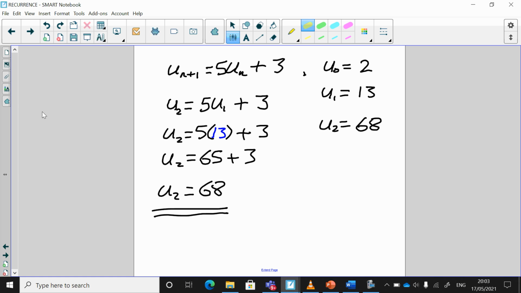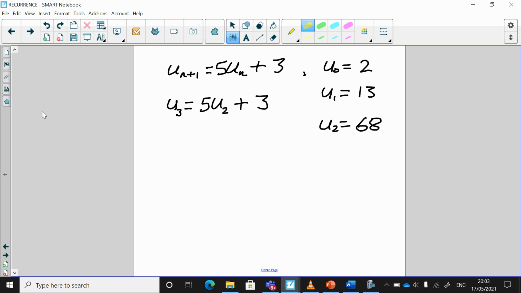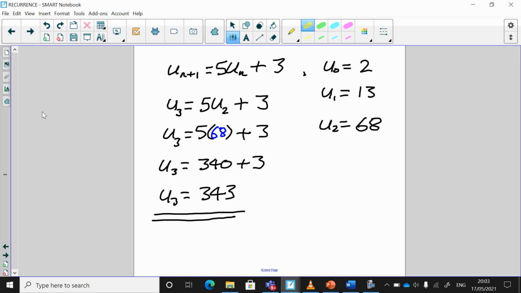It only asks for the next 3, so with our start value of U0 being 2, we generated U1, then generated U2. Now we need to get U3, so we take 68 and pop it in place of U2. 5 times 68 is 340, add 3 gives you 343, which I probably said is 7 cubed. Just put that up there.